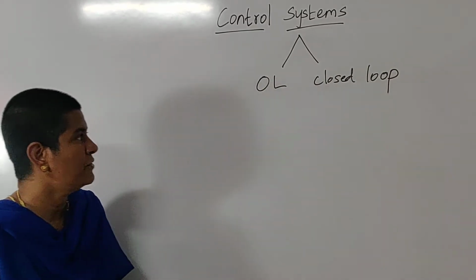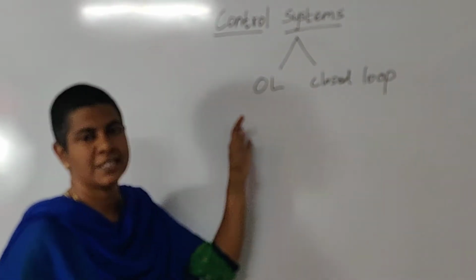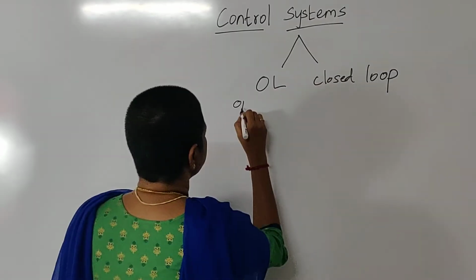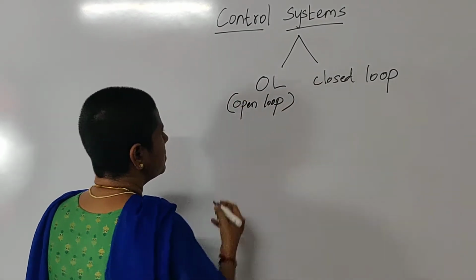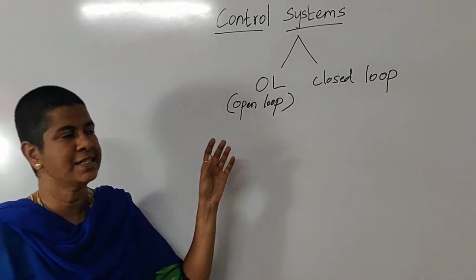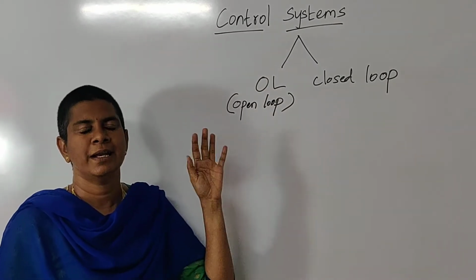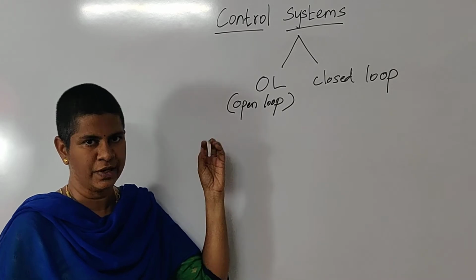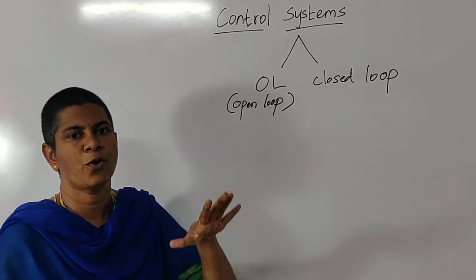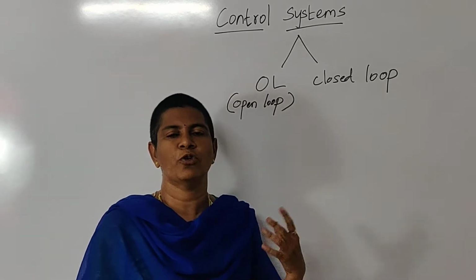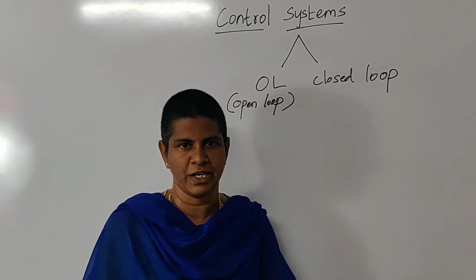So there is a huge difference between an open loop system and a closed loop system. An open loop system is one which always gives some output. That's it. That is, the output is not stable. In other words, the output is said to be varying. Whereas in the case of a closed loop system, the output is always stable. In other words, the output is always said to be accurate.